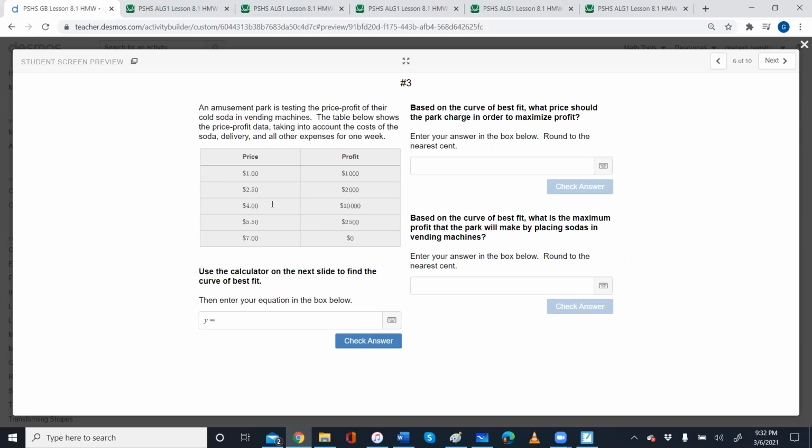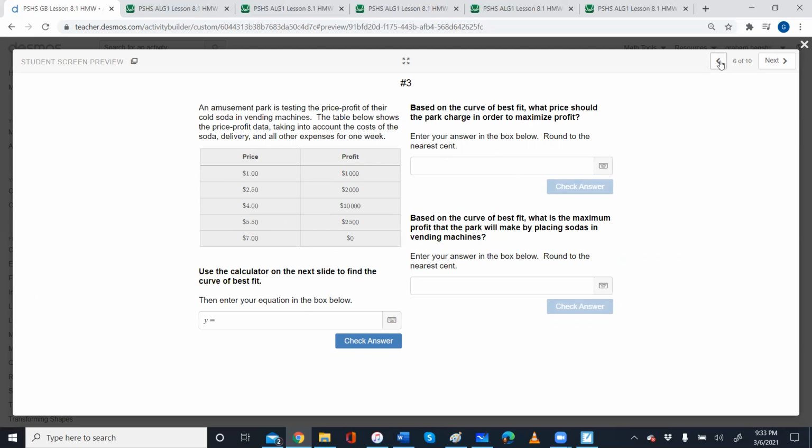Same sort of thing for this one here. We got some numbers we can type in. It asks you for the equation down here. On this one, it asks which price the park should charge in order to maximize profit. Now notice there's 2 things here. Price, which is x, and profit, which is the y value. And this one also says, what is the maximum profit? So that's talking about the y value for this one.